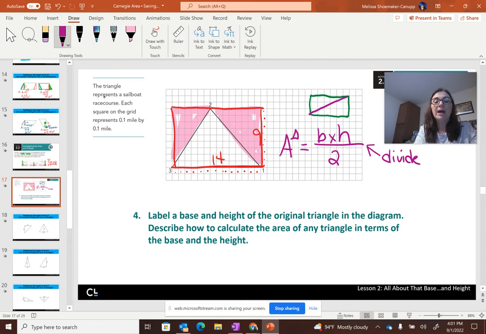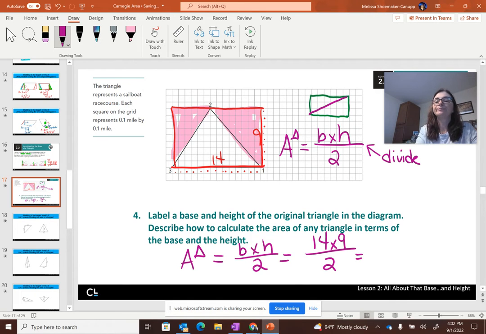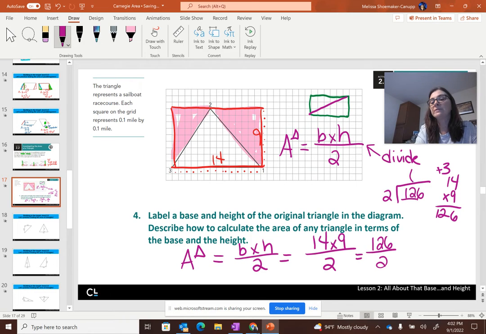So simply put, I would take the area of this triangle. I would take the base times the height, then divide it by 2. So that's 14 times 9. Then I'm going to divide that number into 2. So I don't know what 14 times 9 is off the top of my head. I know 4 times 9 is 36. 9 times 1 is 9, plus the 3 is going to be 12. So then I have 126 divided by 2. Okay, so I'm going to work that. 126 divided by 2. I know 2 goes into 12 6 times.